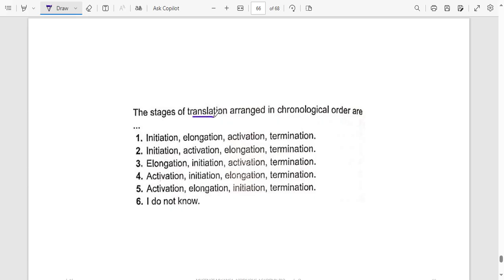The stages of translation arranged in chronological order. Chronological order is the order in which they happen. Which one is the order? Which one is the first phase, followed by what, and then followed by what, and then followed by what? Okay, let me ask again. Which one comes first between initiation and activation?